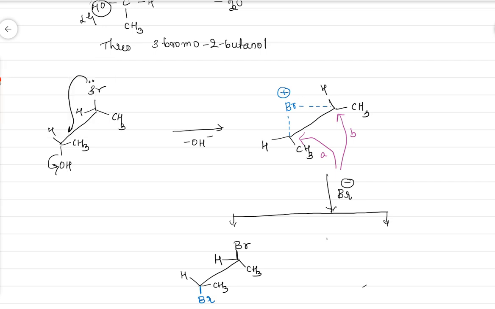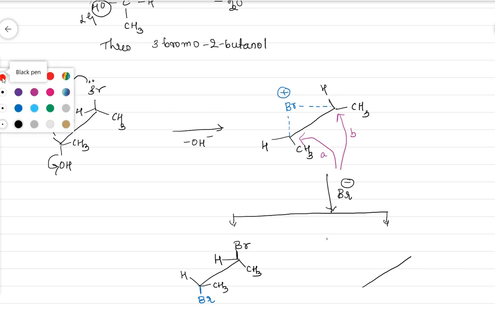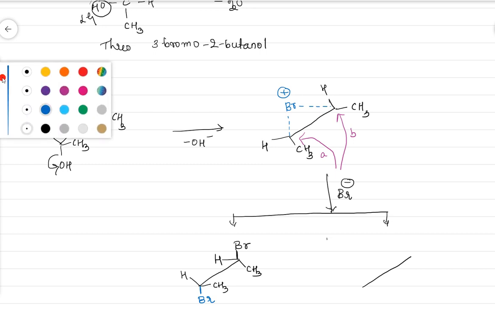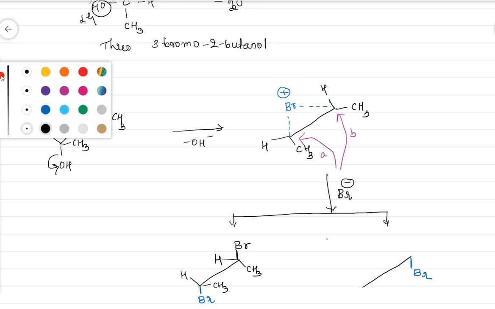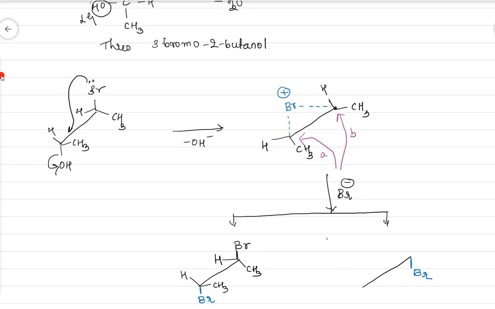Okay, let's see what is the product formed by attack B. Now if the bromine attacks, like if it goes to this carbon, you can pause and try to write down the answer first. So if bromine goes over here, this is my nucleophile. If bromine attacks on this carbon, bromine will come over here. So this is my bromine which was already present in the molecule. This is how you get the product.